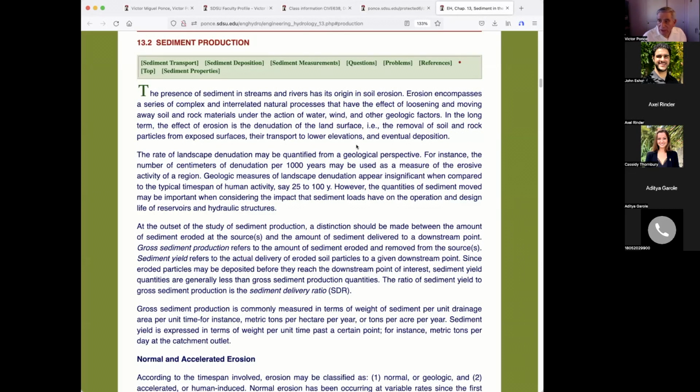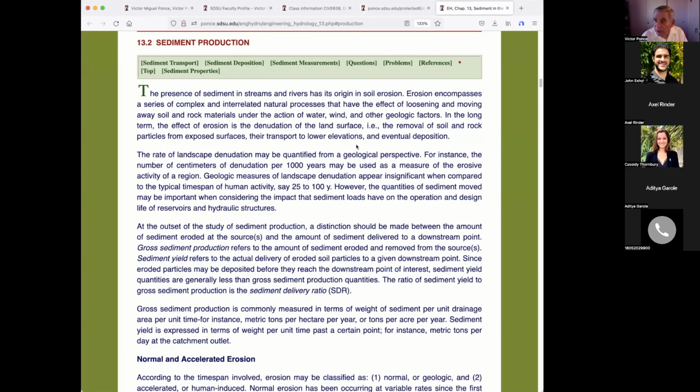Okay, so there are three aspects of sediment. We need to study all three separately, and then we'll put them together, hopefully with the equations and so forth. The sediment routing is the ultimate application of this whole thing. We have sediment production, which is where we start.